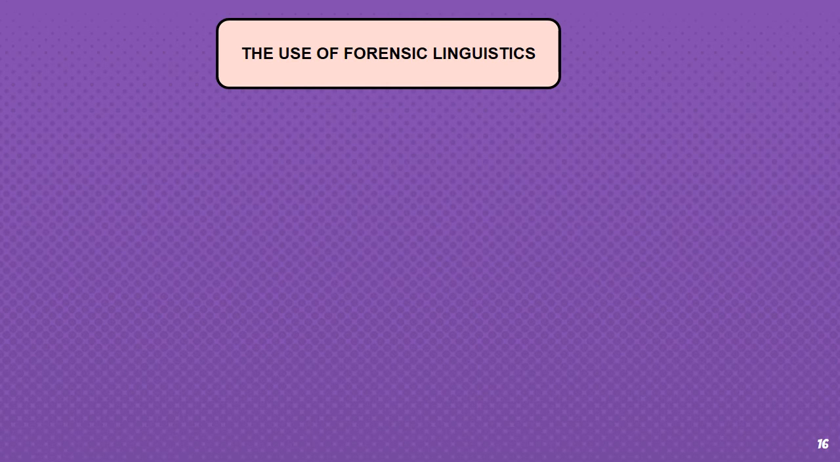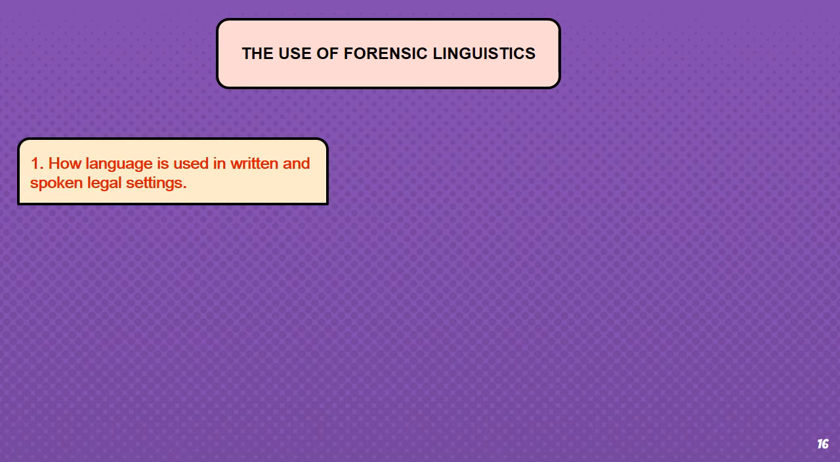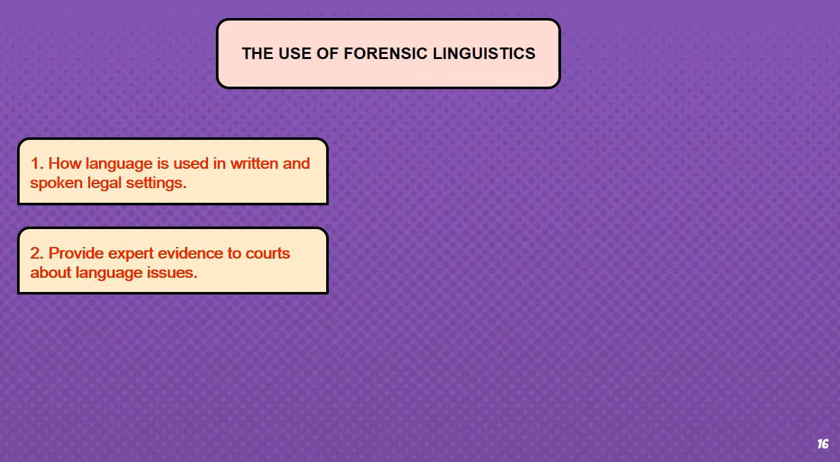Okay. Now, what is the use of forensic linguists? Forensic linguists work in a wide scope of social settings. The first one is how language is used in written and spoken legal settings. Secondly, forensic linguists also provide expert evidence to courts about language issues, which involves analysis of language and communication in legal contexts like police interviews, courtroom interaction, and legal documents.